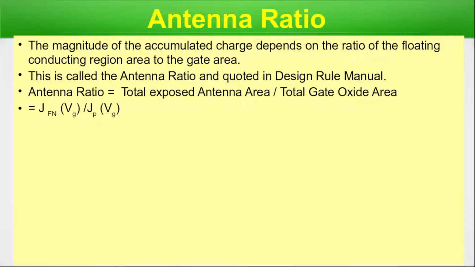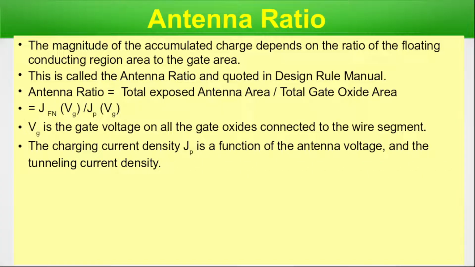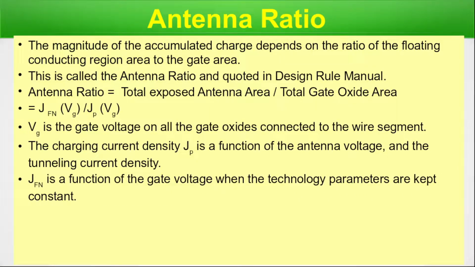It can be equated with the current densities JFN, a function of Vg, and Jp, that is a function of Vg. Now what are these? Vg is the gate voltage on all the gate oxides connected to the particular wire segment which is under antenna effect consideration. The charging current density Jp is a function of the antenna voltage and the tunneling current density. JFN is a function of the gate voltage when the technology parameters are kept constant.